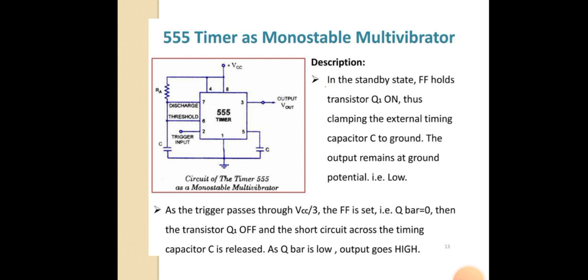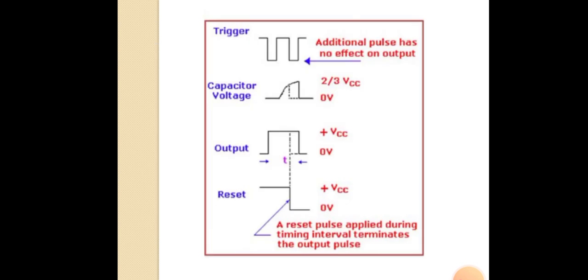The description of this circuit: in the standby state, the flip-flop holds transistor Q1 on, thus clamping the external timing capacitor C2 to ground. The output remains at ground potential, that is low. As the trigger passes through VCC by 3, the flip-flop is set, that is Q bar is 0. Then transistor Q1 turns off and the short circuit across the timing capacitor C is released. As Q bar is low, the output goes high.